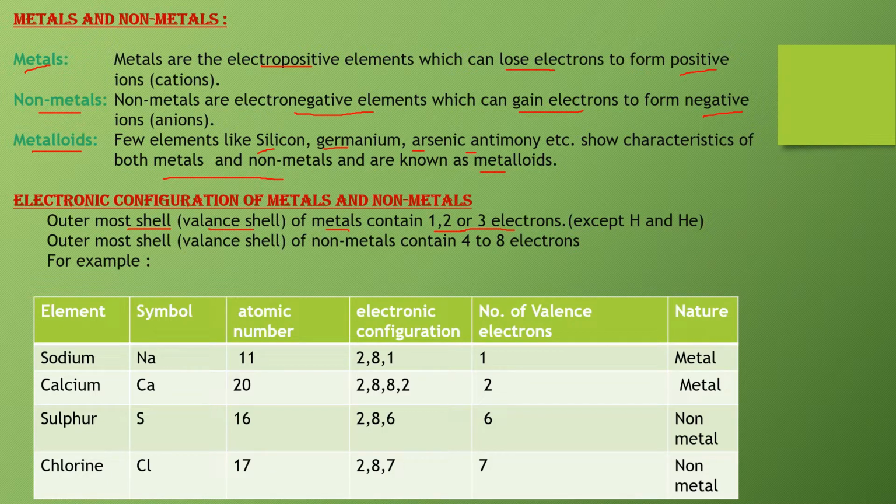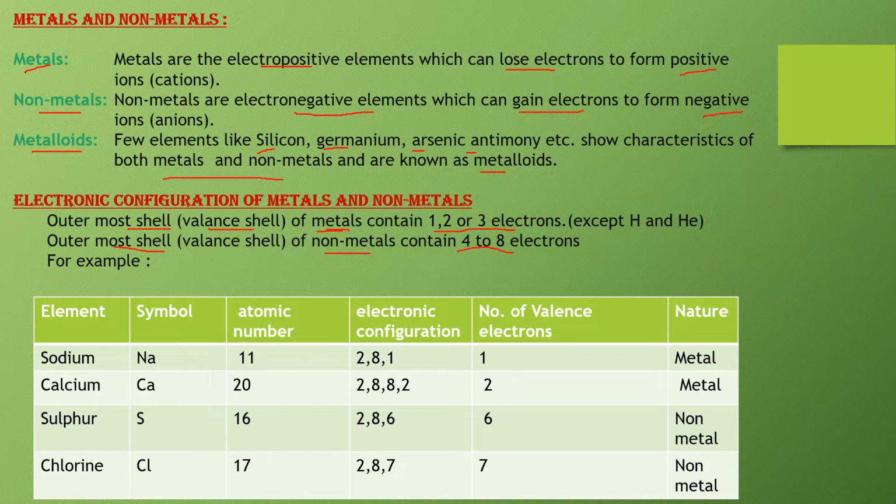Now, if the outermost shell of the element contains 4, 5, 6, 7 or 8 electrons, then the element is considered as non-metal. Now look here, whenever an element contains 1, 2 or 3 electrons, then it is easy to remove these electrons. That is why metals have tendency to lose electrons. And if non-metals have 5, 6, 7 electrons in their outermost shell, it is easier to gain electrons. That is why they form anions or negatively charged ions.